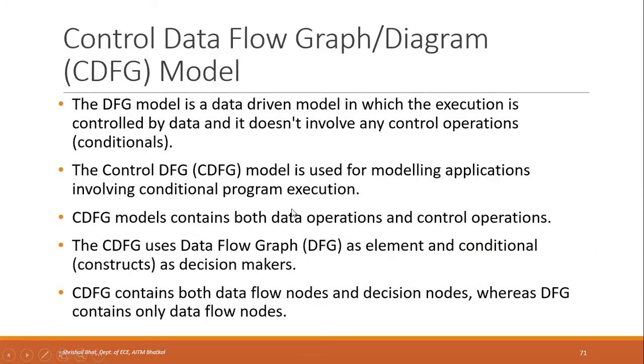But if there are some conditions applied, then we call it the control data flow graph model, CDFG. It is used for modeling applications involving conditional program execution. That means you check some parameters and you control it. So that is called conditional program execution. It contains both data operations as well as control operations. It uses the data flow graph model as elements and conditionals as decision makers. Decision makers means you compare it.